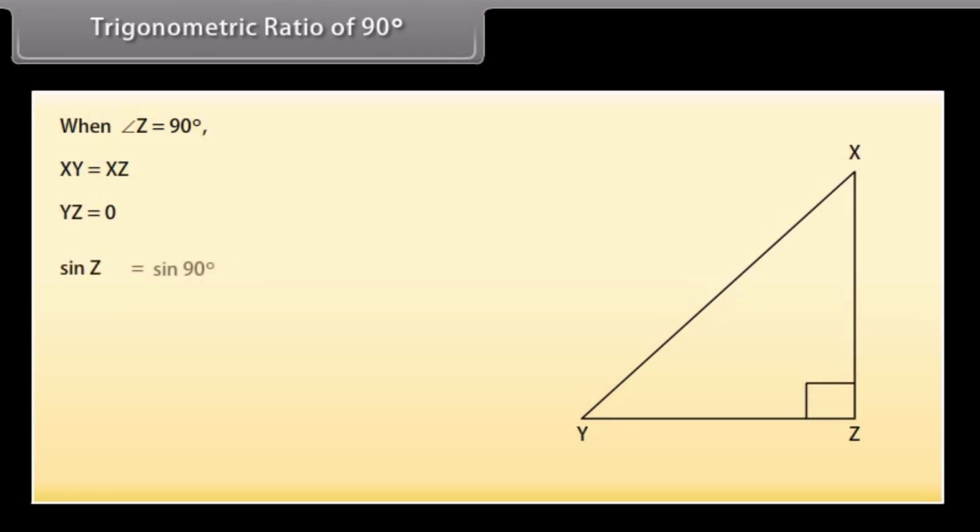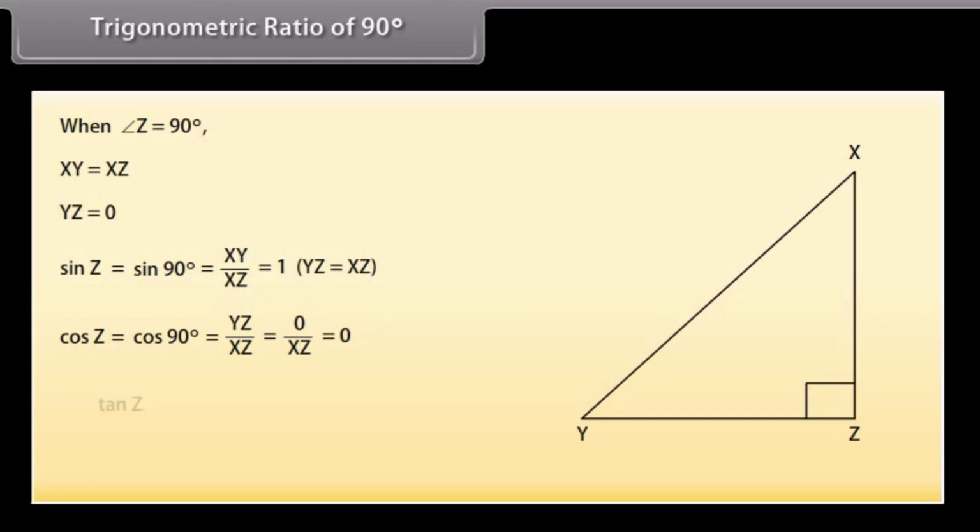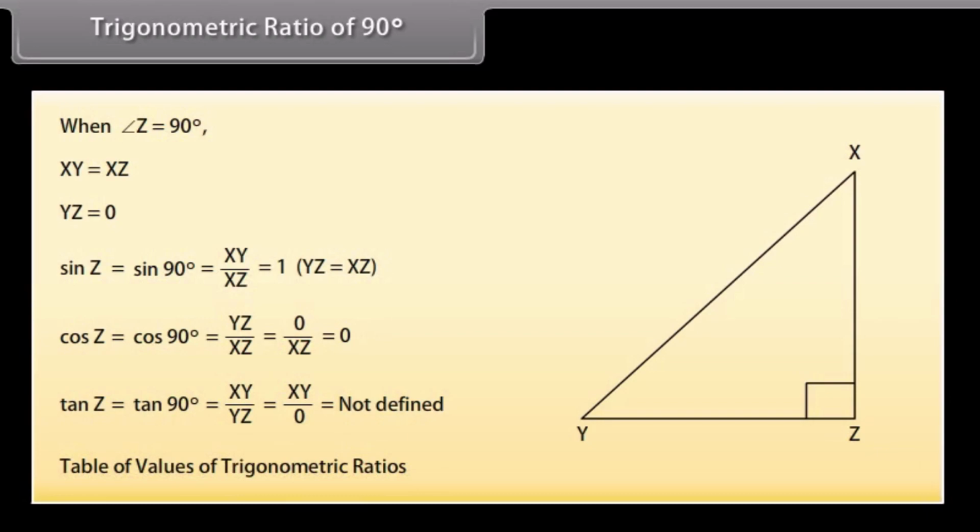Sin Z is equal to sin 90 degree, which equals XY upon XZ, which equals 1, as YZ is equal to XZ. Cos Z is equal to cos 90 degree, which equals YZ upon XZ, is equal to 0 upon XZ, which equals 0. Tan Z is equal to tan 90 degree, which is equal to XY upon YZ, equals XY upon 0. Therefore, tan 90 degree is undefined. Let us summarize our exercise in a table.